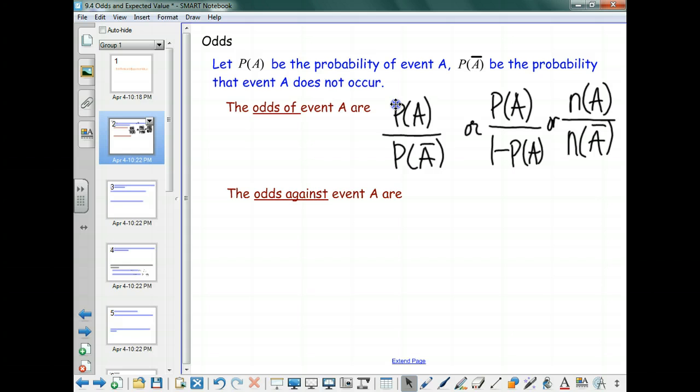Let me do an example, and I think it will make it very clear. What we're going to be doing basically is counting the number of ways something can happen versus the number of ways it won't happen. And the next example will show you that. The odds against an event is just the flip of a fraction. It's the reciprocal. So I can take all these fractions I did in the first part and I can flip them upside down.